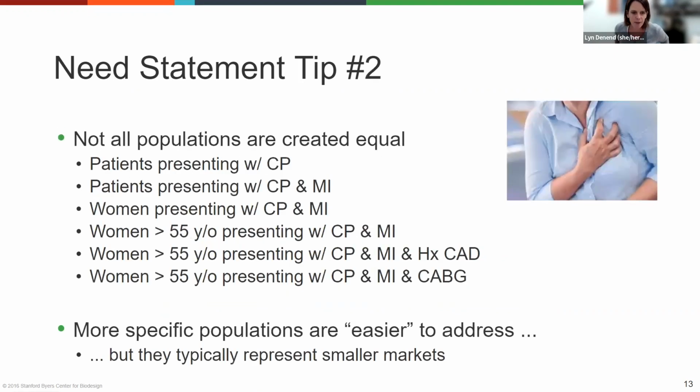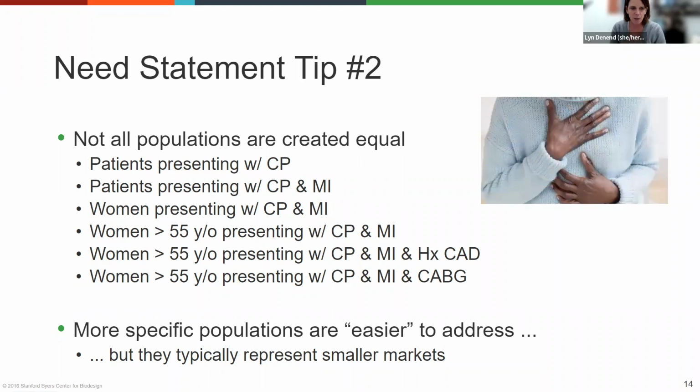When you're thinking about your population, you want to think about the fact that not all populations are created equal, right? Any patient presenting with chest pains is very, very different from women over 55 years old with chest pain and a history of myocardial infarction and a CABG procedure, right? So just keep in mind, you want the biggest population you can find, but the larger the population and the more heterogeneous the population, the more difficult it would be to solve their problem. So you're looking for the sweet spot, a specific enough population that you can do something meaningful for all of them, but that's something that still represents a compelling opportunity. Next slide.